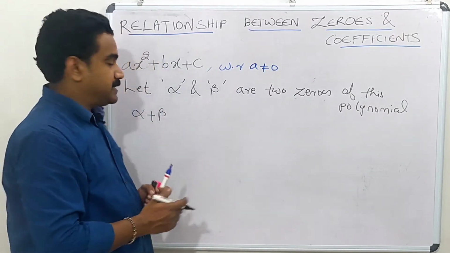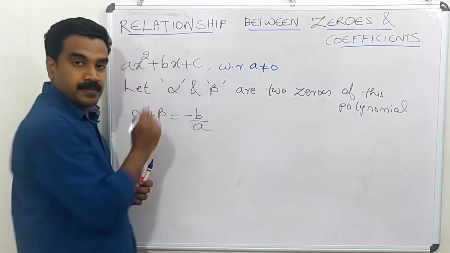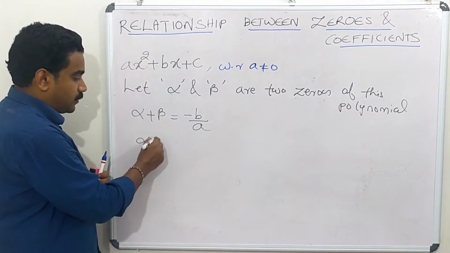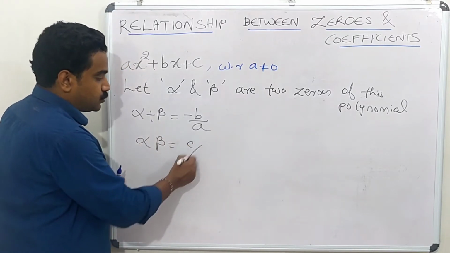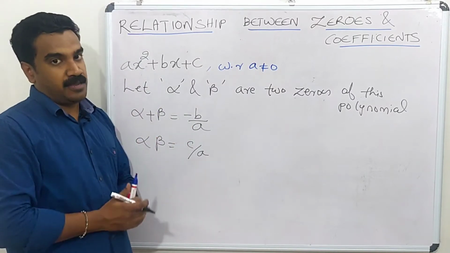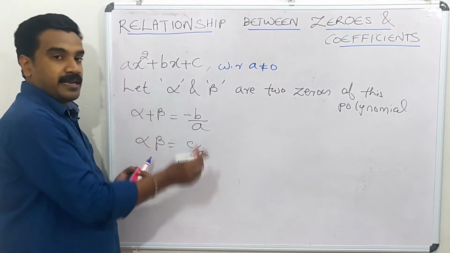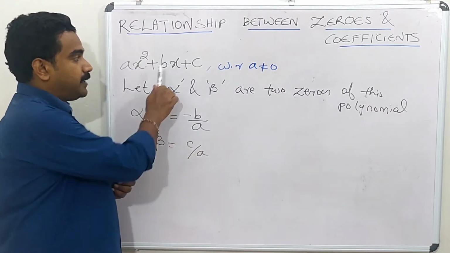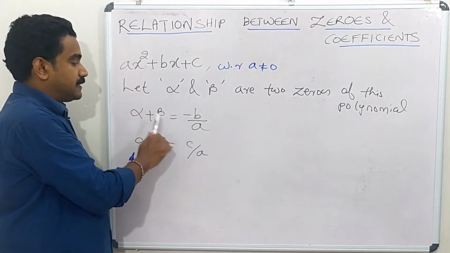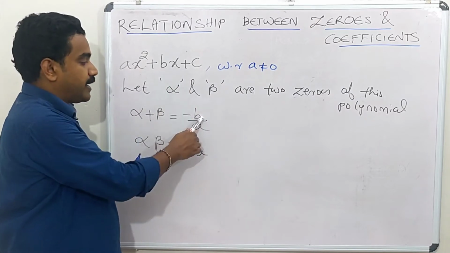Alpha plus beta is equal to minus b by a, and the product of the zeros, alpha into beta, is equal to c by a. What is minus b by a? Minus is minus b. What is b? B is the coefficient of x. So alpha plus beta is equal to minus of the coefficient of x by a.